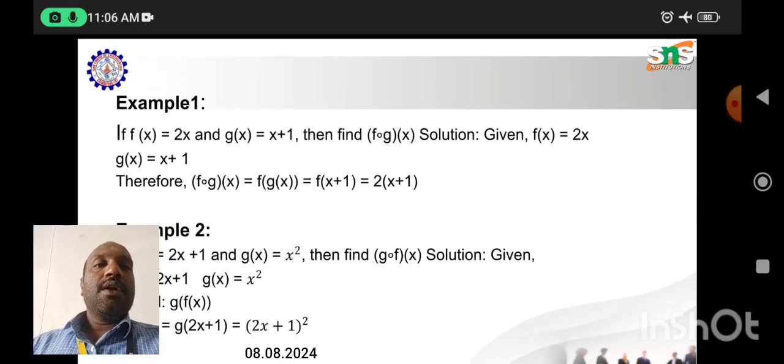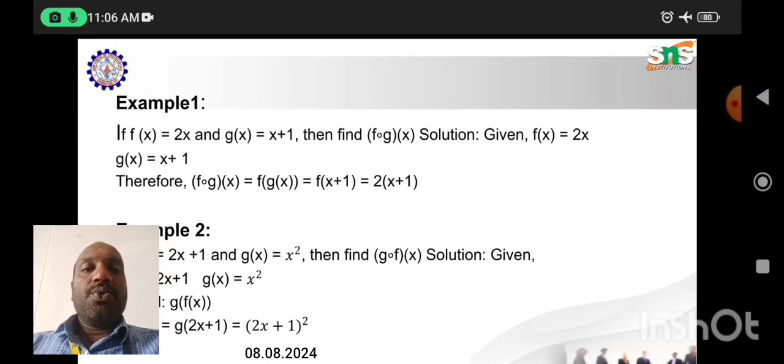Next, for the example: if f of x is equal to 2x and g of x is x plus 1, then find f composite g of x. See the solution. f of x is 2x and g of x is x plus 1. f composite g of x is f of g of x. g of x is x plus 1. Then f of x plus 1: we apply the value of x in 2x, then it is 2x plus 2. Then we take the common factor 2, so it is 2 times (x plus 1).